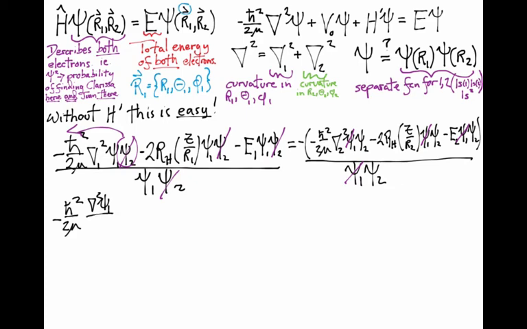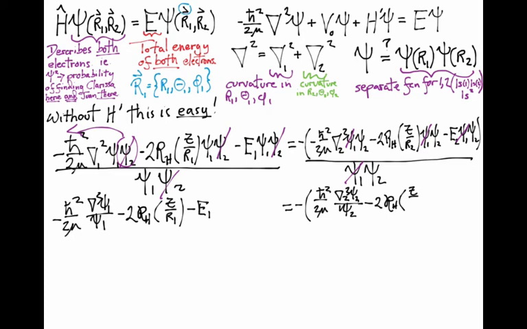Now I have something that looks like minus h bar squared over twice mu, del squared psi 1 over psi 1, minus twice the Rydberg constant of hydrogen, z over R1, and then a minus an E1. And I get the same thing on the right-hand side, formally with a minus sign. But so now I've completely separated the problem. I've got something that depends only on electron 1's coordinates on the left-hand side, and something that depends only on electron 2's coordinates on the right-hand side. And they have to be equal to each other.